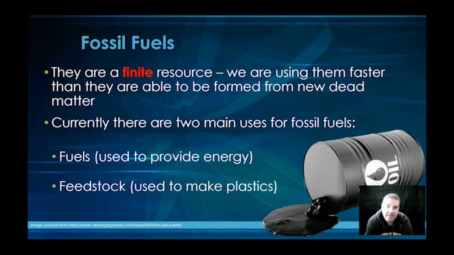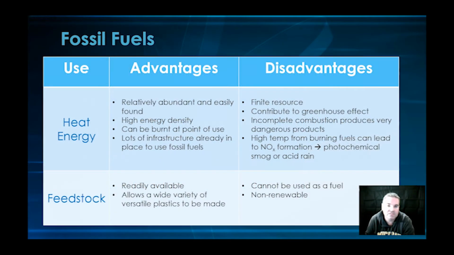However, that will come later on that we'll talk about that, but you need to understand that there are some advantages and disadvantages to using them in this way. When we use them as heat energy, so to produce electricity, one of the real big advantages is that they are relatively abundant, so they're easily found, and they've got a very high energy density. So the chemical energy stored within the bonds of the hydrocarbons, there's a lot of energy that is released when you break those bonds. Okay, the good thing is you can also burn them at their point of use.